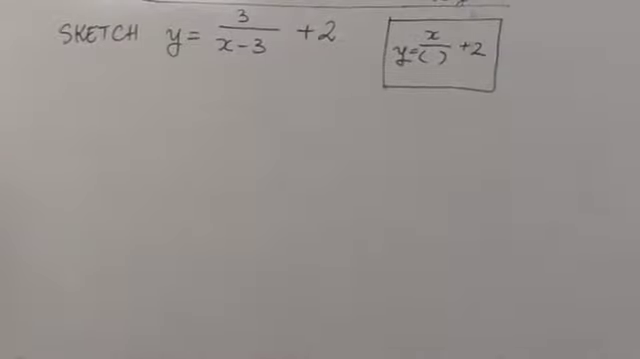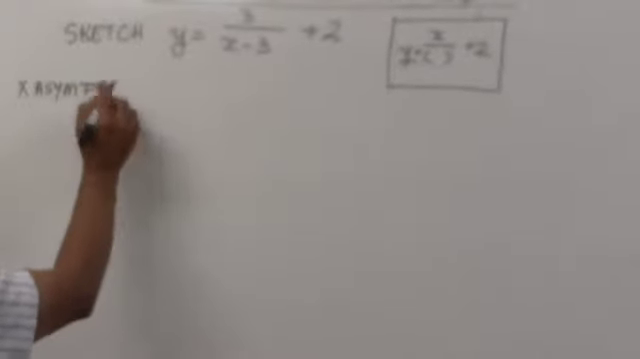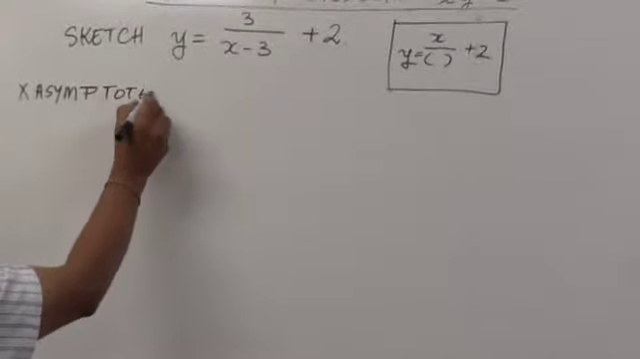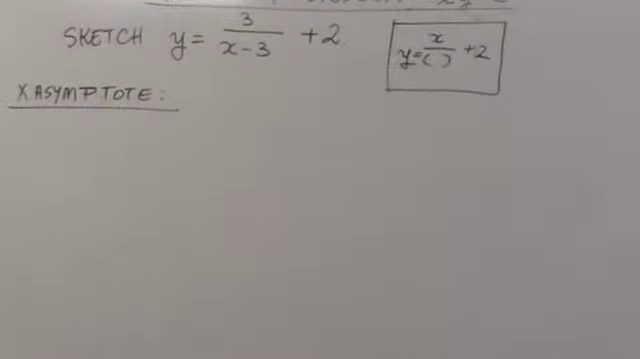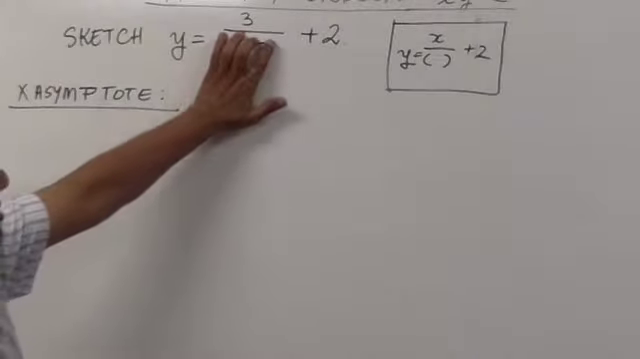So we have to do two things. Firstly, we want to find the x asymptote. So what I'm going to do, I'm going to first show you the easy way how to find the asymptote, and then later on I'll give you the full working. Now if you want the x asymptote, all you do is you take the denominator.